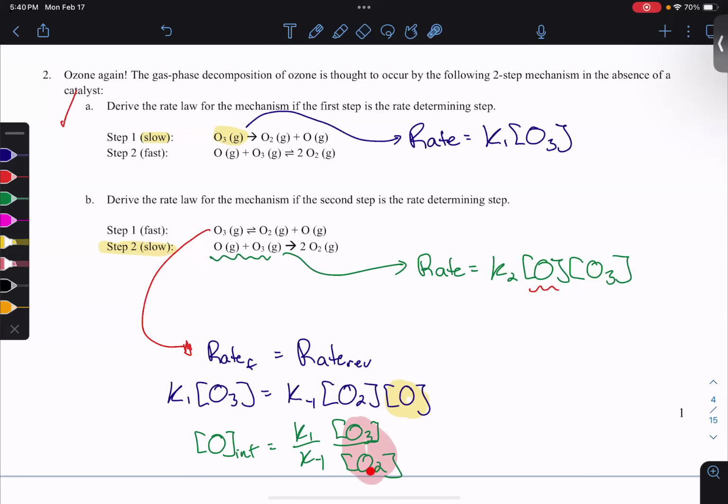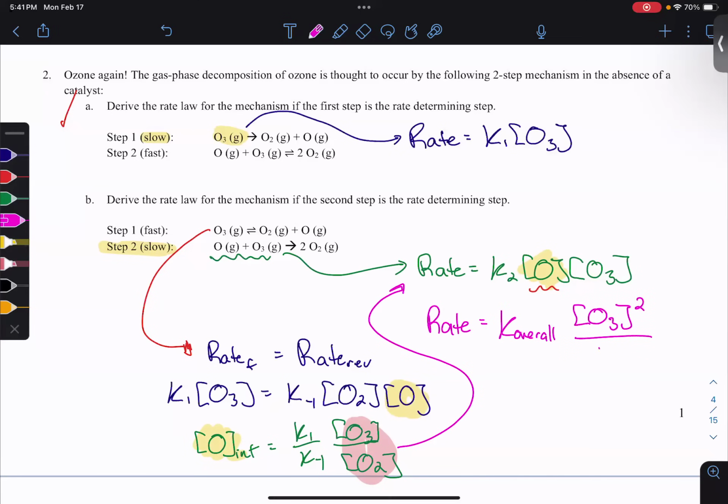Don't freak out that there is something in the denominator. Just replace the thing that we're trying to replace, which is this intermediate, with that whole thing. When you do the replacing, you get that the rate law here is rate equals, I'm just going to say k overall, and there's 2 O3, so it's O3 squared, second order, but then O2 in the denominator. So here we have a reaction that's second order with respect to ozone, but then a -1 order with respect to oxygen. So there is our rate law.